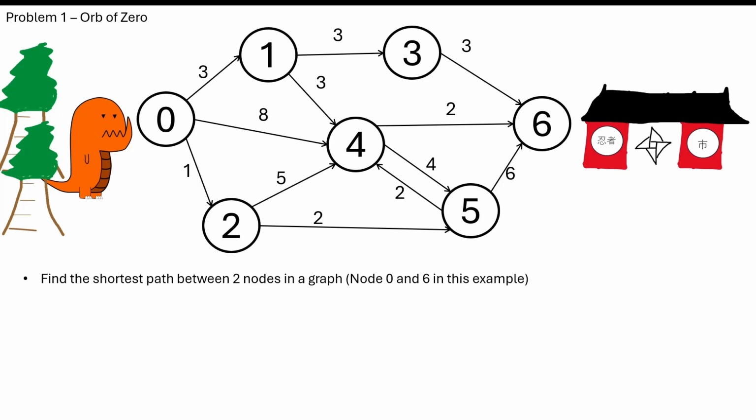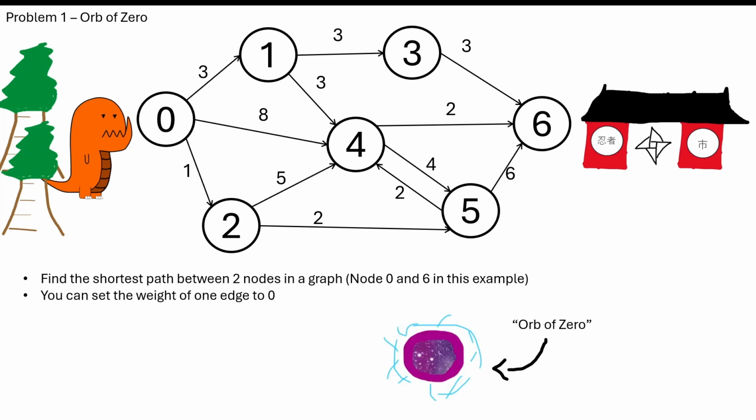For the first problem, Plebosaur is trying to get to his first checkpoint, Ninja City, as quickly as possible. The problem looks very familiar, but this time there's a twist. Looking inside his back pocket, he finds he has access to a mysterious object, the Orb of Zero. He can use that to set the weight of any one edge in the graph to 0. This complicates things. How should he best use this orb?